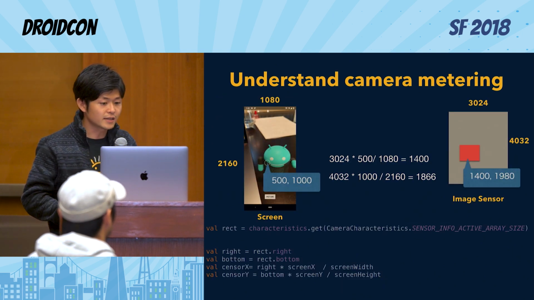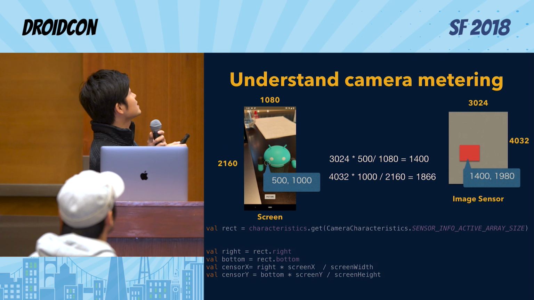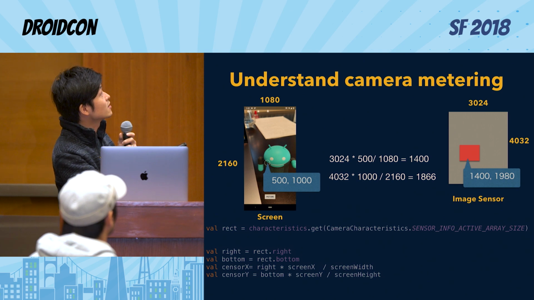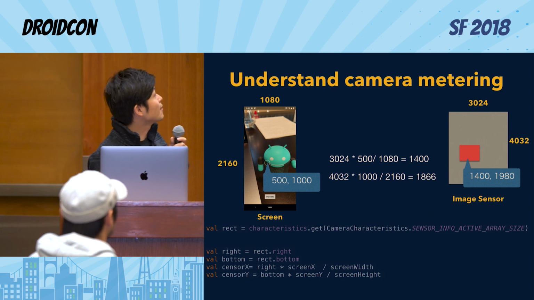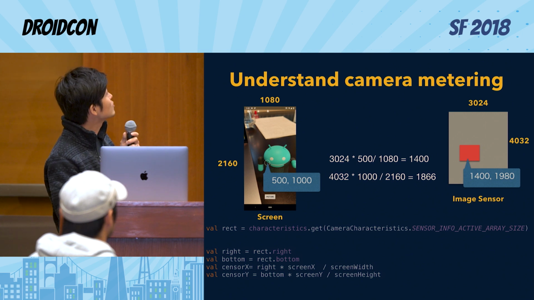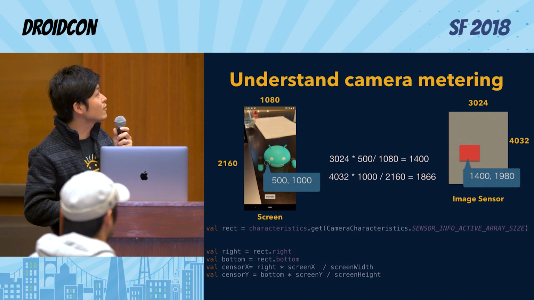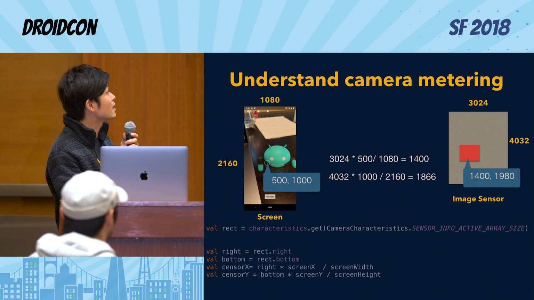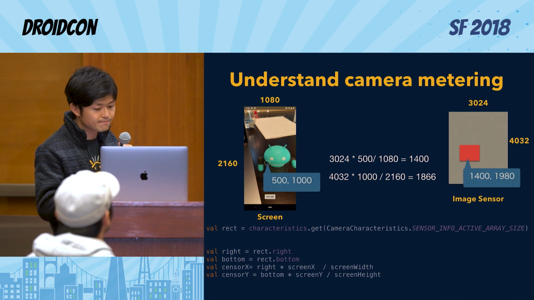And also you need to know that the coordinate space of the image sensor and the screen is slightly different, because when you tap the screen, like the 500, 1,000 part, in the sensor, it's not that, it's actually different. So you need to adjust the size. To get the actual place in the image sensor, you can use SENSOR_INFO_ACTIVE_ARRAY_SIZE. Using this, you know which part of the sensor you're touching on the screen, and then you can make an adjustment for it.